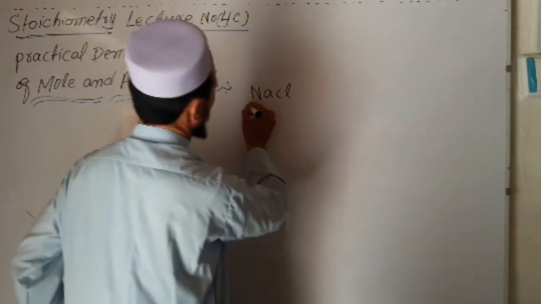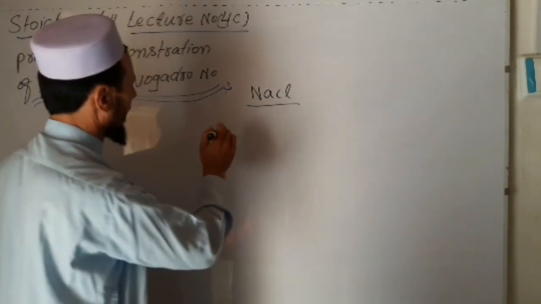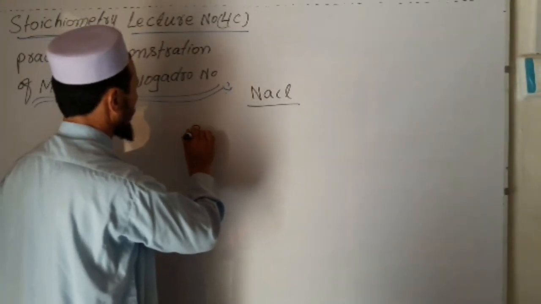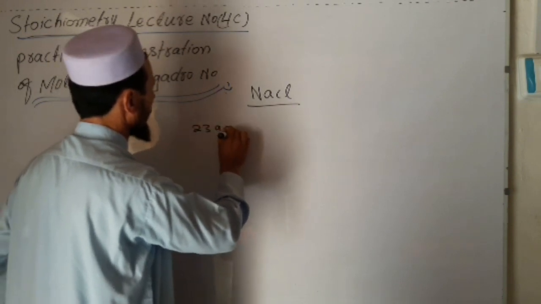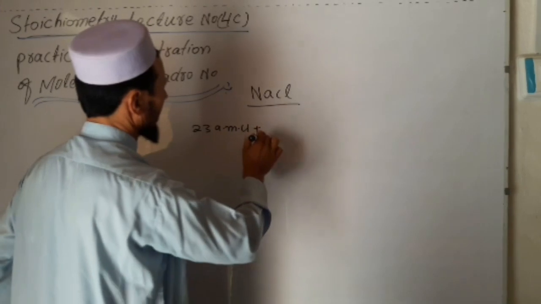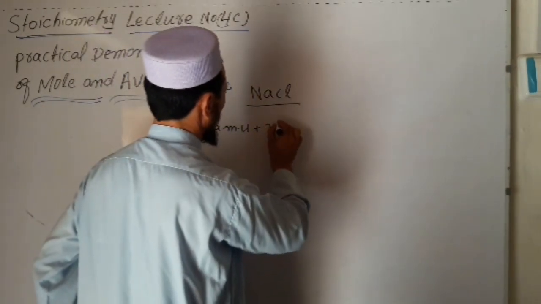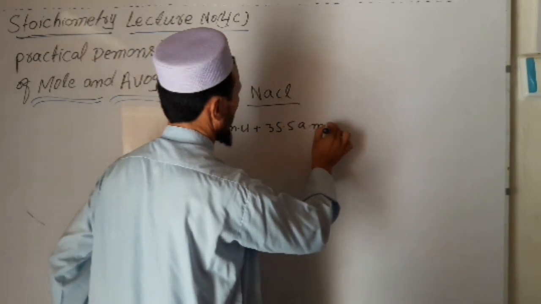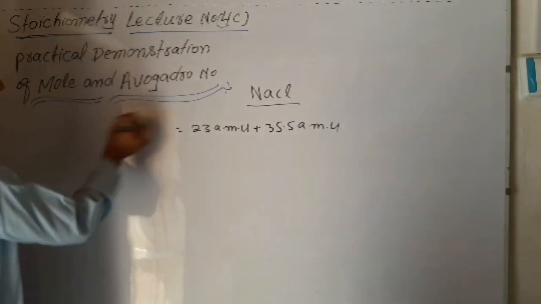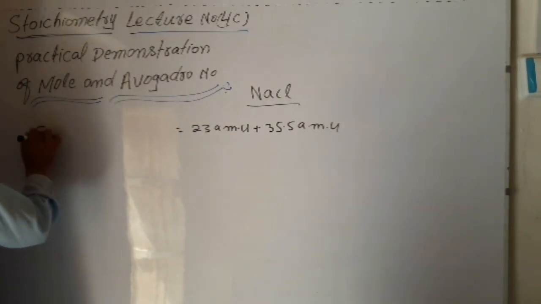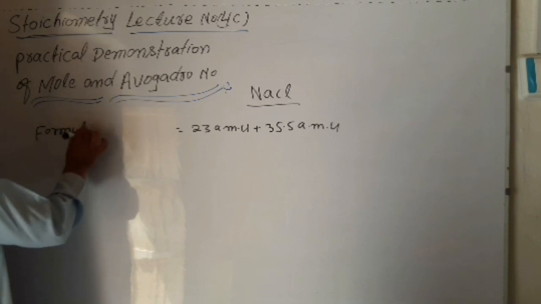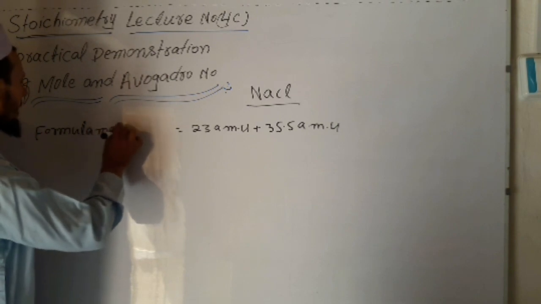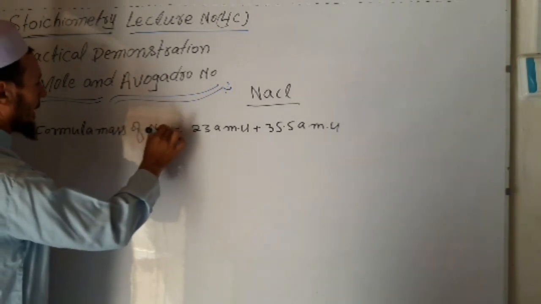NaCl. Now we will calculate the formula mass of NaCl. The ionic mass of sodium is equal to 23 AMU plus the ionic mass of chloride is equal to 35.5 AMU. It is equal to the formula mass, not molecular mass but formula mass of NaCl.